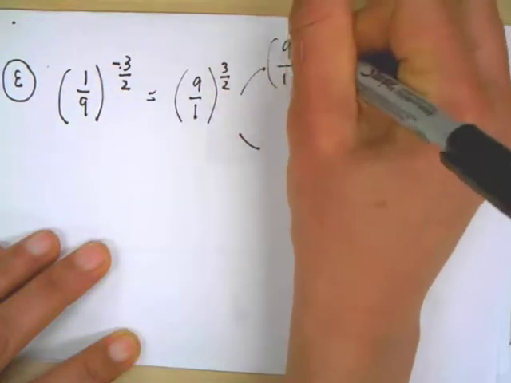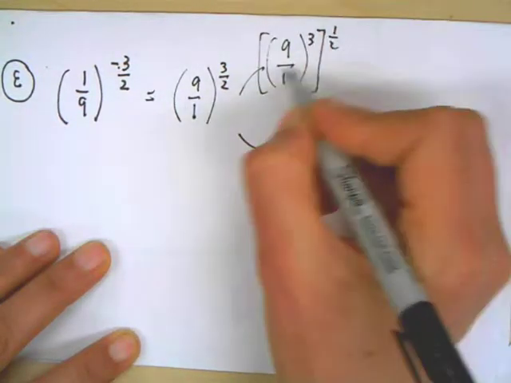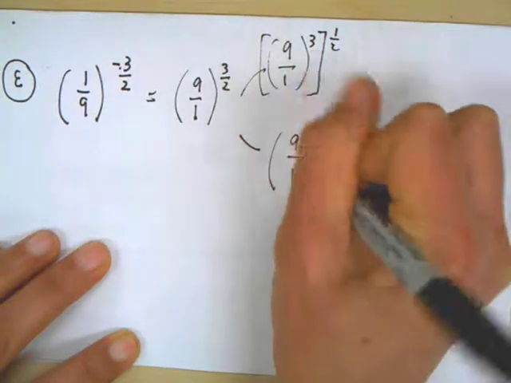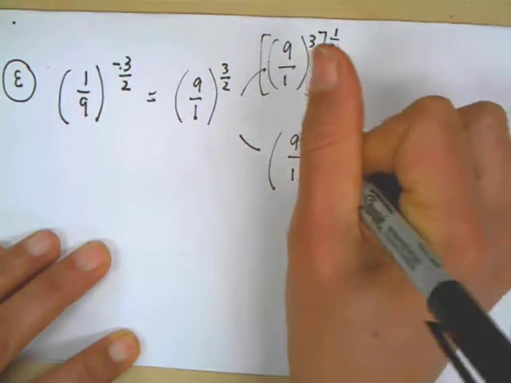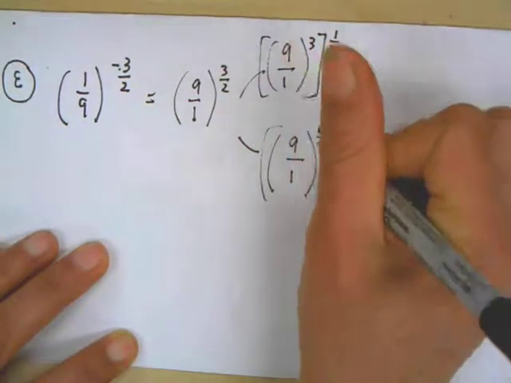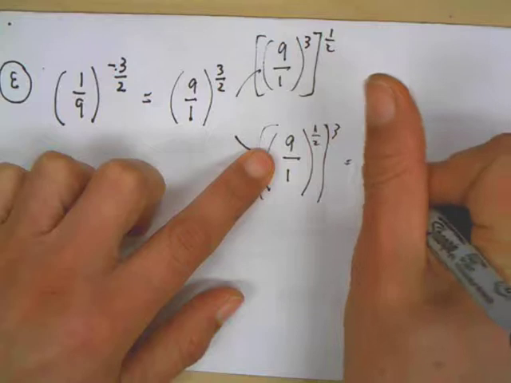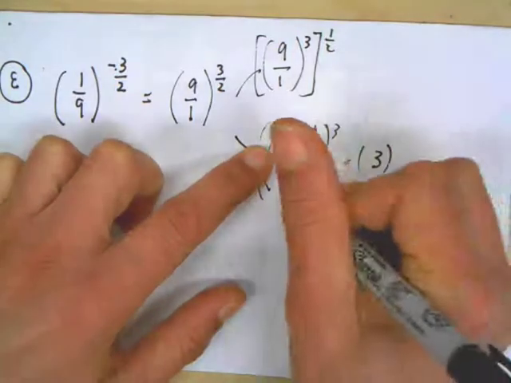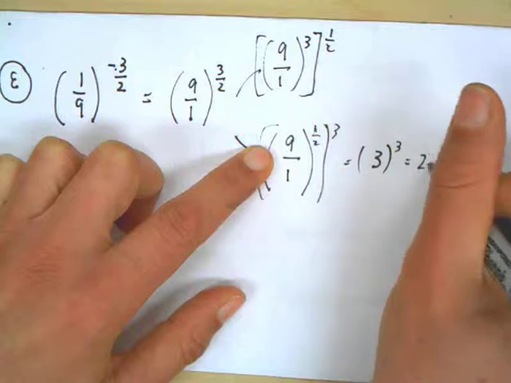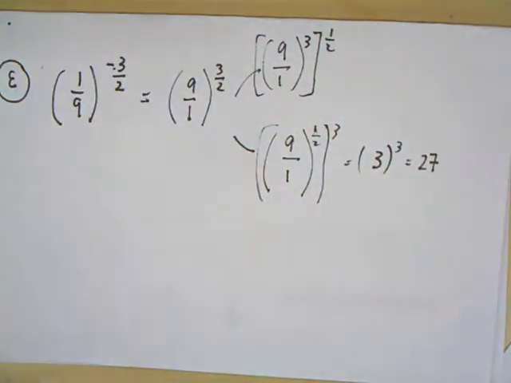As I said, you can write this more than one way. 9 over 1 to the 3rd power to the 1/2 power. So 3 times 1/2, 3/2. I could also do this 9 over 1 to the 1/2, cubed. So I'm going to go with the second way. So the square root of 9 is 3. That one doesn't change anything. And then I'm going to cube that, which is 27.